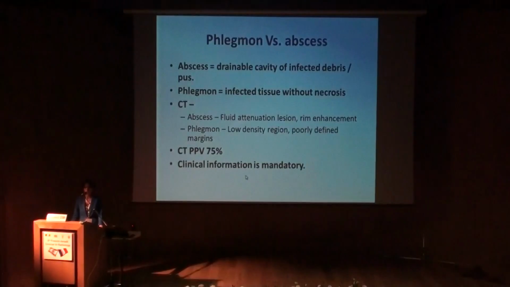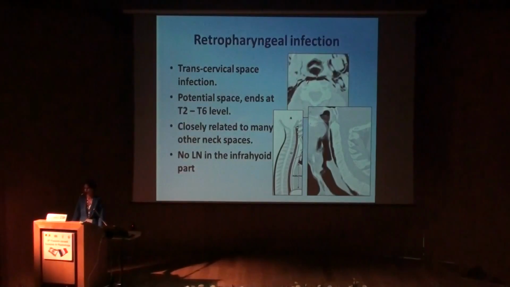And so another question which is frequently asked is how do you differentiate a phlegmon from an abscess? So look at the bottom line. The bottom line is that you can't tell for sure in all the cases, but an abscess will usually have a fluid attenuation and a rim enhancement, and a phlegmon will have a low density region and poorly defined margins. But many times the clinician just needs to stick the needle and see if they can drain pus or not. Just tell them not to puncture any vessels on the way, and that will be good enough.